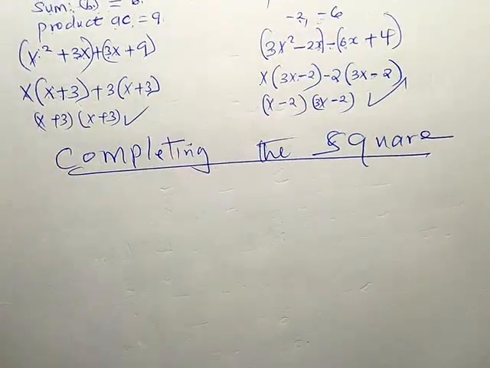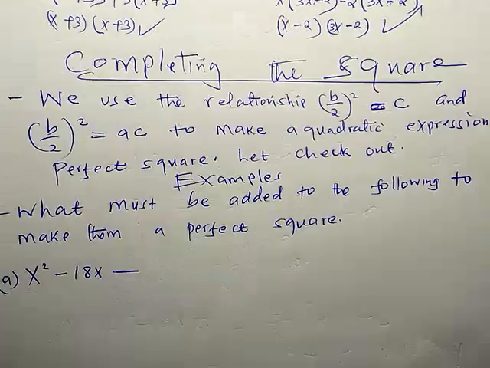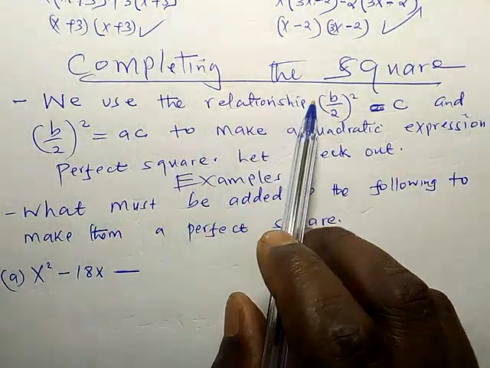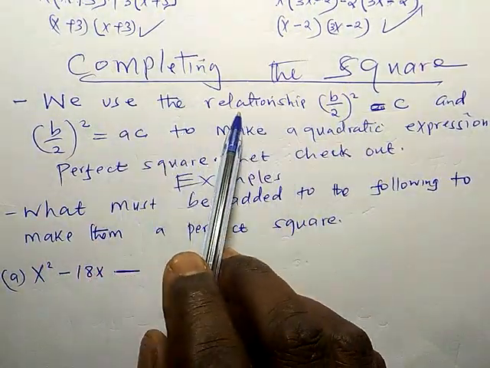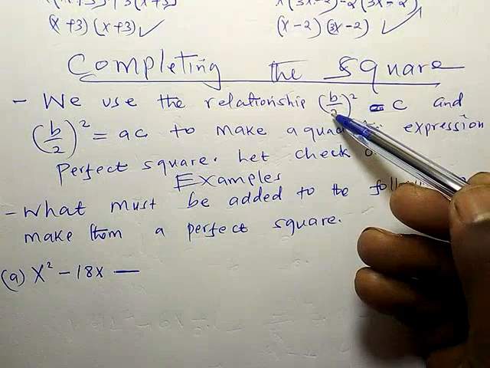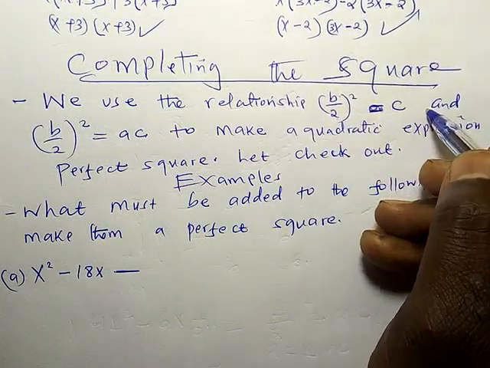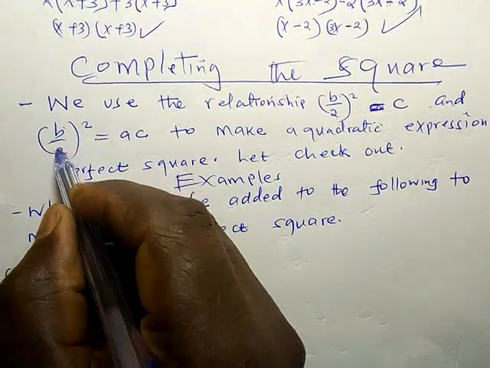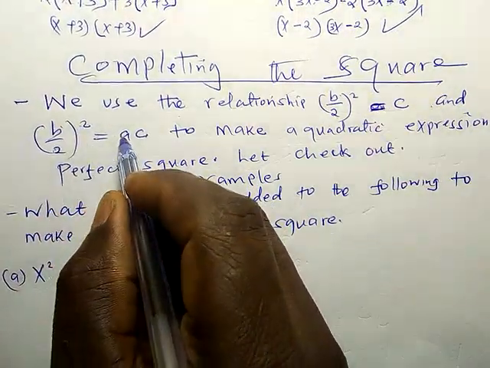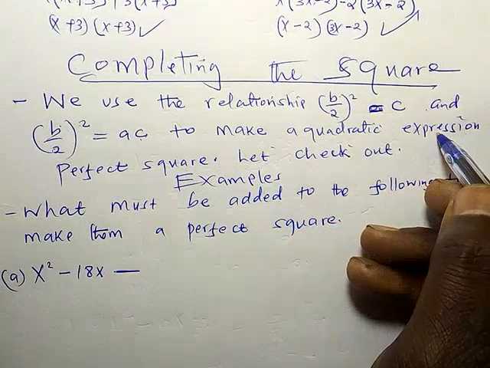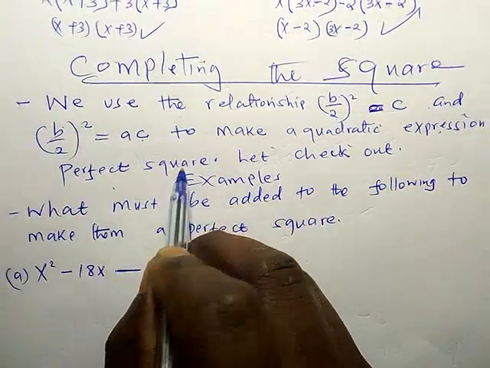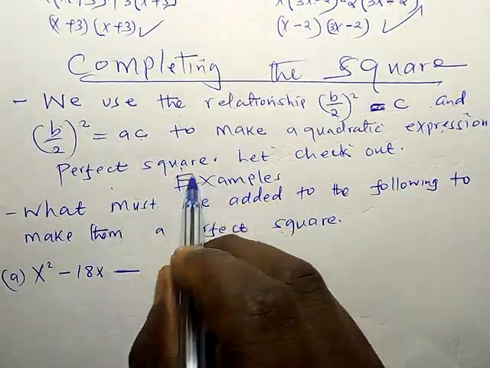Completing the square. Now completing the square, we use the relationship (b divided by 2) squared equal to c, and (b divided by 2) squared equal to ac to make a quadratic expression a perfect square. So we want to look at the example.